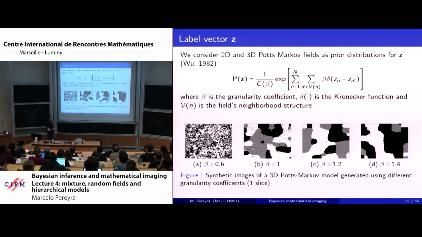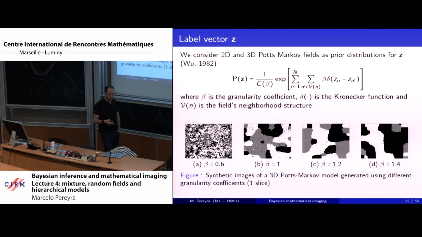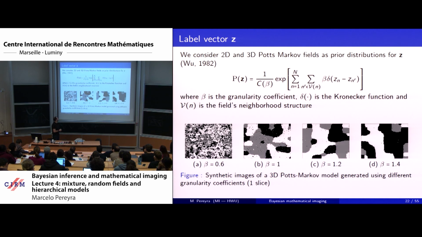And now I have to put priors on this, because the problem is too ill-conditioned. There's no hope I could estimate the alpha k, the gamma k, and the labels from the image if I didn't impose some regularity. What I'm going to do is use a Potts-Markov random field to promote regularity. And Daniel Kramer already talked about this kind of model for segmentation.